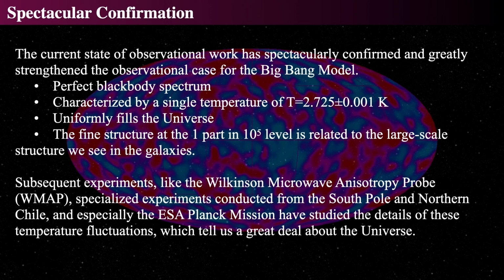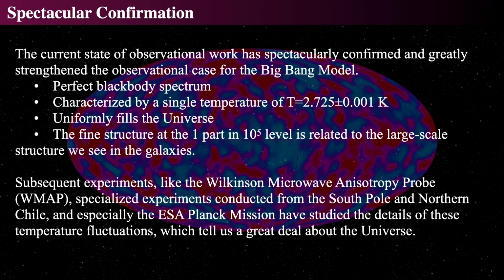All right. So we can say that these three probes provide spectacular confirmation, through amazing observational work by three different groups and two different space agencies, and show that there's a strong case for the Big Bang, meaning there was a perfect blackbody spectrum, which was predicted in the 1940s. It's characterized by a single temperature across the sky of 2.725 plus or minus 2 millikelvin. It fills the universe uniformly, and the tiniest structures are only at the 1 part in 10 to the 5th.